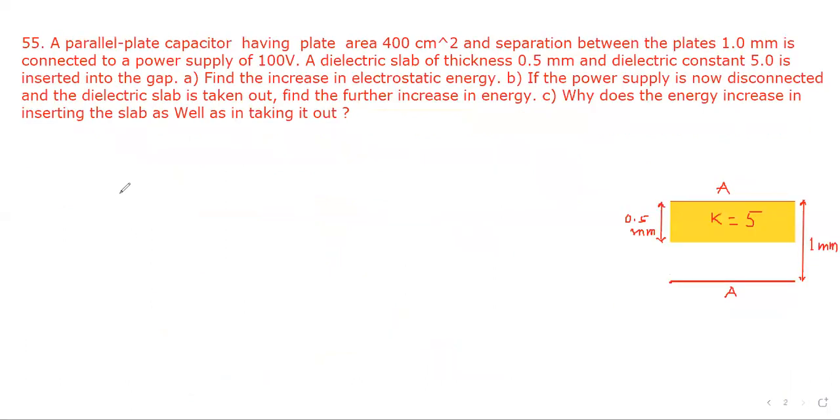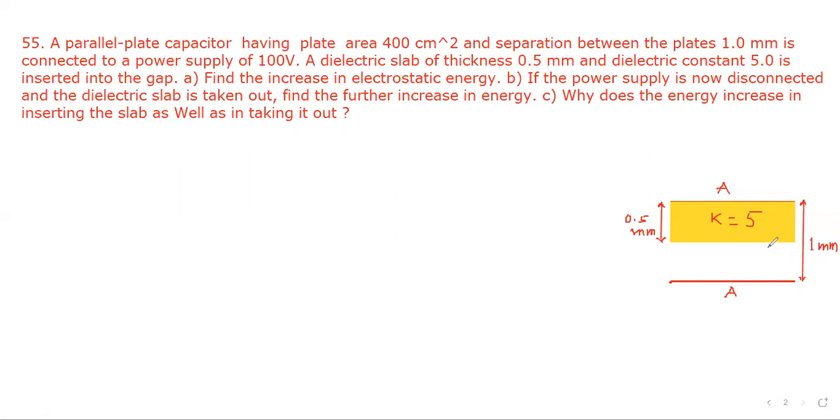Now, let's go to the next question. A parallel plate capacitor having plate area 400 cm square and separation between the plates 1 mm is connected to a power supply of 100 volt. A dielectric slab of thickness 0.5 mm and dielectric constant 5 is inserted into the gap. Find the increase in electrostatic energy. If the power supply is now disconnected and the dielectric slab is taken out, find the further increase in energy. And why does the energy increase in inserting the slab as well as in taking it out?